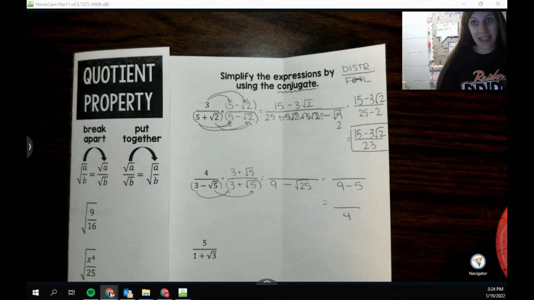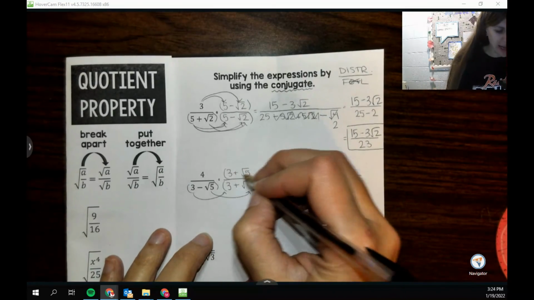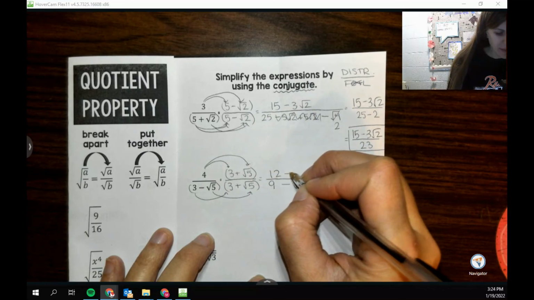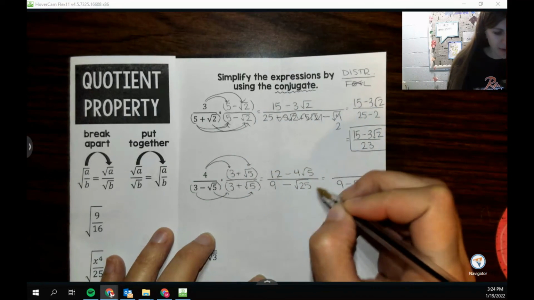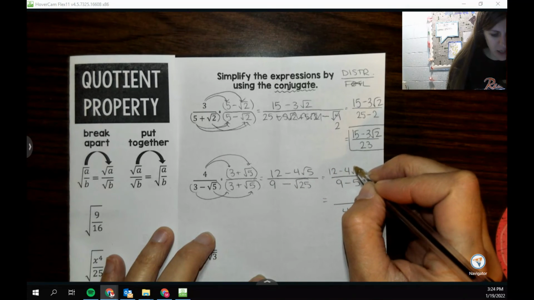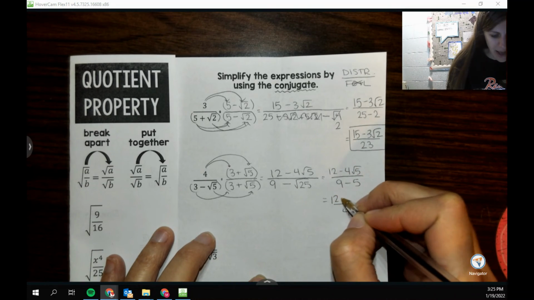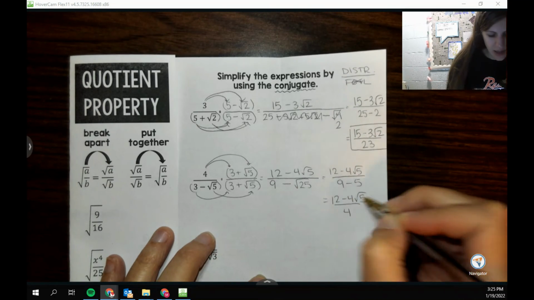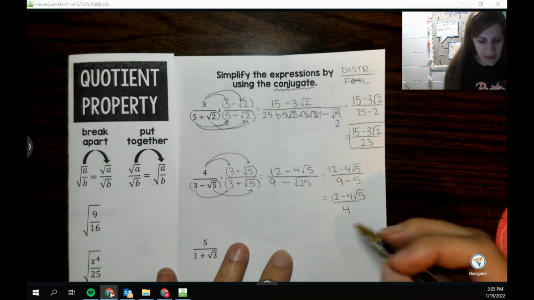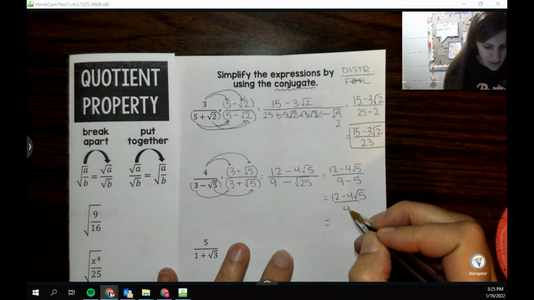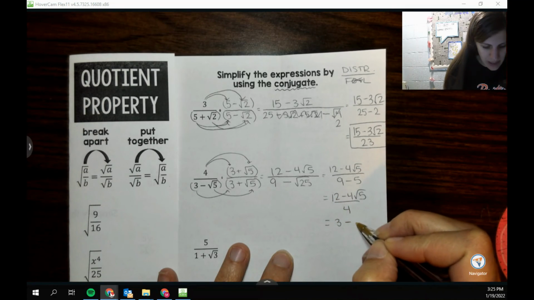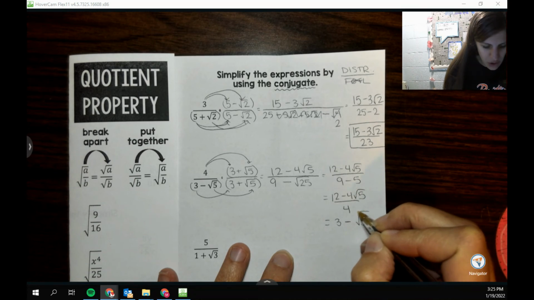Then I got to go back and do my numerator. And in my numerator, I am going to distribute. So we'll have 12 minus 4 root 5. Can't subtract them. Feels kind of awkward. Don't do it. However, when I get down here, I notice that they are all divisible by something. They're all divisible by 4. So we can do that. Like 4 goes into 12 3 times, and 4 goes into itself 1 time. So 3 minus 1 root 5, or just root 5.